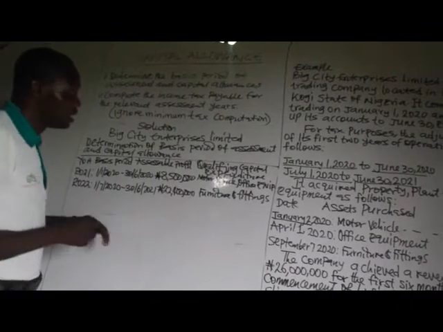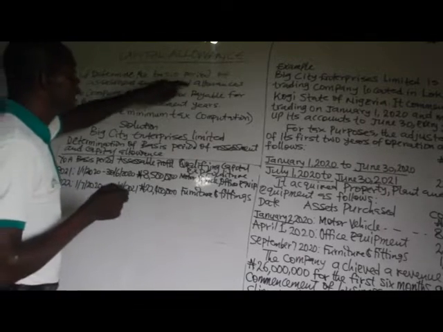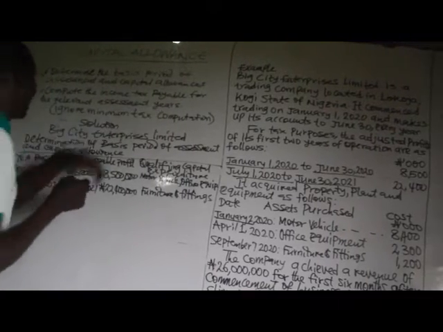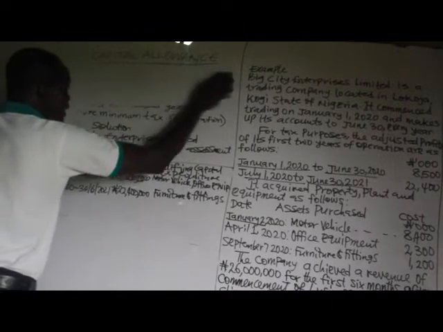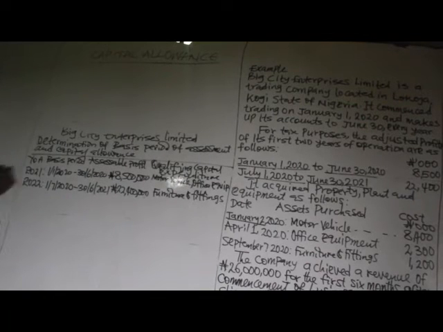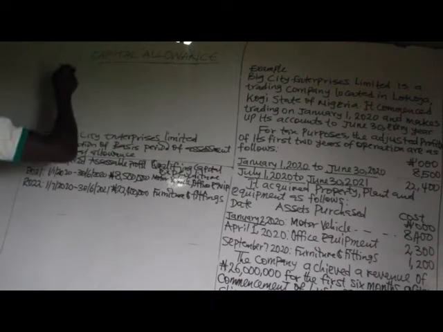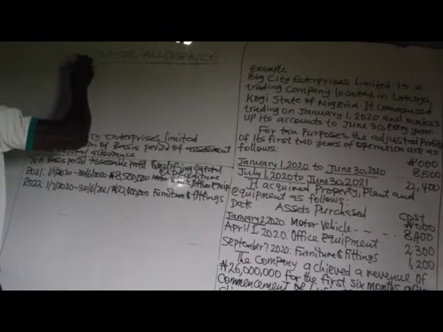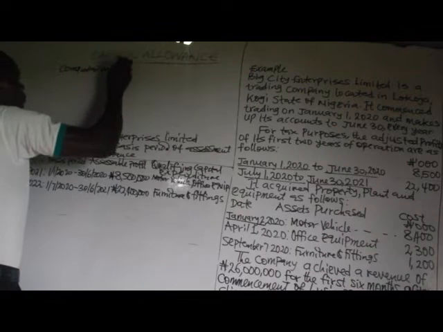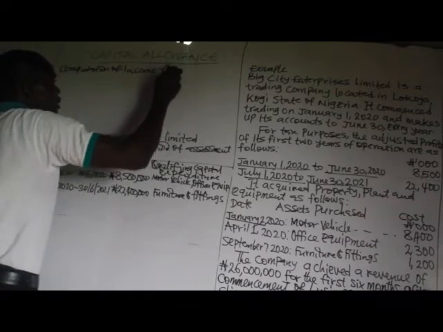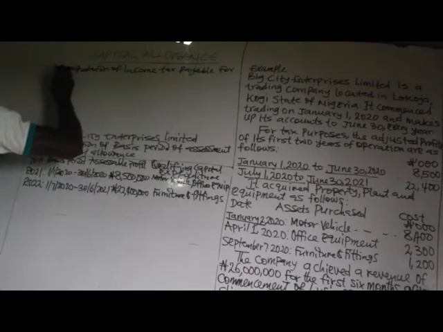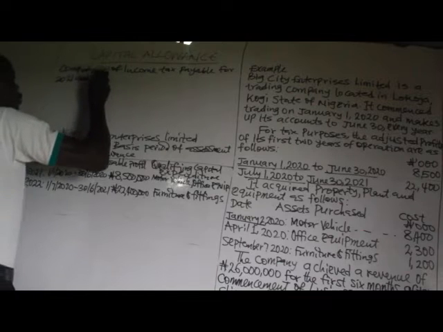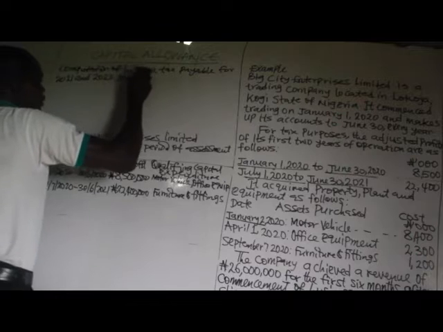So now let's have the second requirement. We've done with requirement 1. Requirement 2, you have to compute the income tax payable for the relevant assessment years. The relevant assessment years are 2021 and 2022 years of assessment. So, computation of income tax payable for 2021 and 2022 years of assessment.